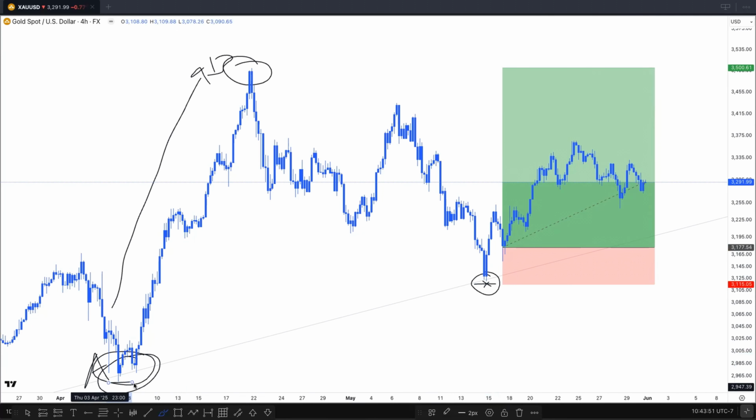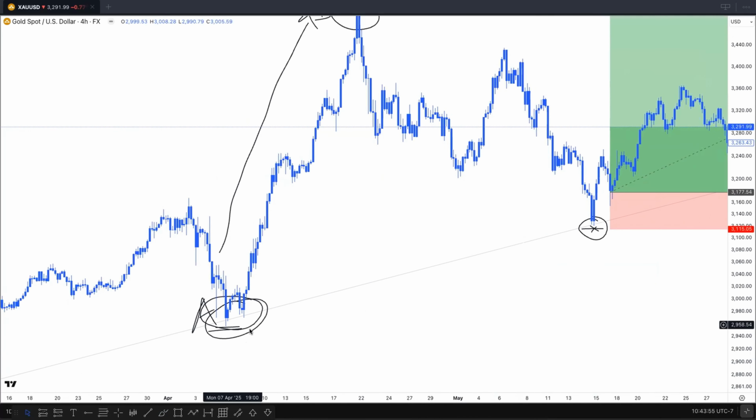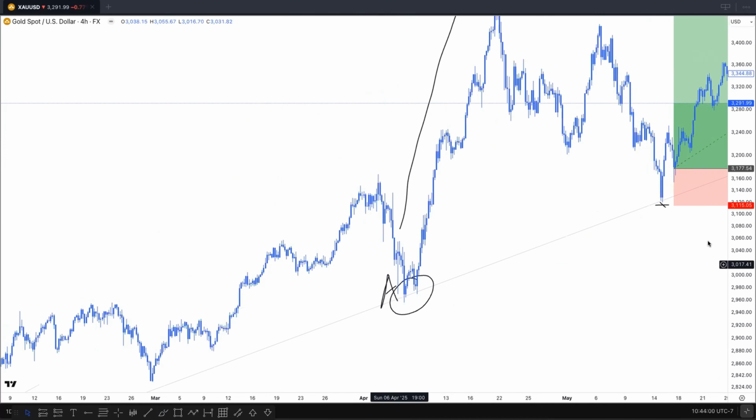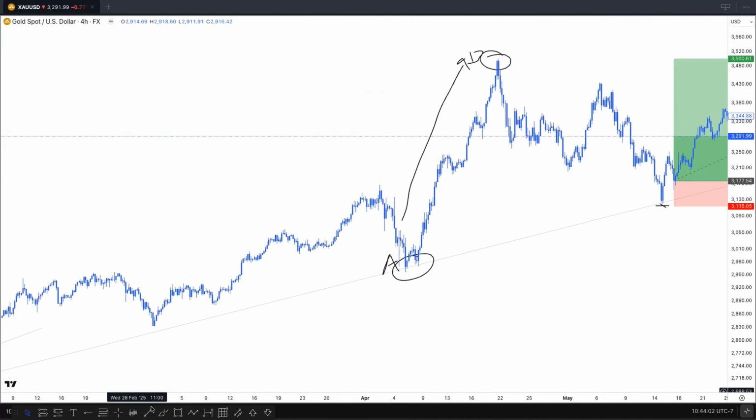You look at this low right here, it's never taken out, right? You look at this space right here. If you had a stop loss below this area, perfect. It wasn't taken out. Once price came impulsively, it had the reaction and then it started moving to the upside.